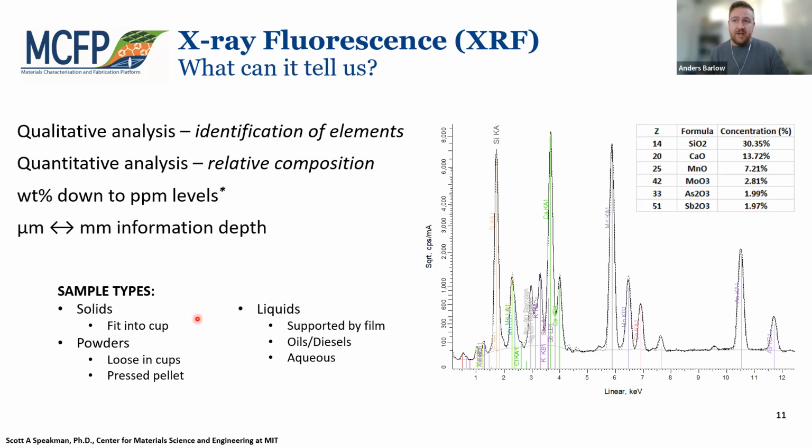So any solid sample, if we can fit it into one of the cups in our XRF, we can probably get a spectrum from it. For powders, we can put loose powders into our instrument inside of little plastic cups suspended by polymer film, or we can create pressed pellets, which allow us to run those under vacuum and get much better results from your sample, but that just requires more sample preparation. We can work with liquids as well on this instrument, again, supported by a polymer film, and the choice of that film is dependent on the type of liquid, but we can look at aqueous solutions and we can look at oils and diesels with this instrument as well. So solids, powders, and liquids we can look at with XRF.